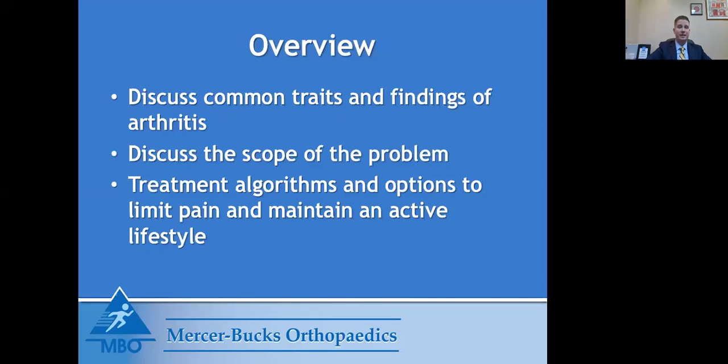So just a basic overview of what we expect to talk about today. We want to discuss some of the common traits and findings of arthritis as it pertains to the knee. We discuss the scope of the problem, and more importantly, the treatment algorithms and options to limit pain and maintain an active lifestyle.